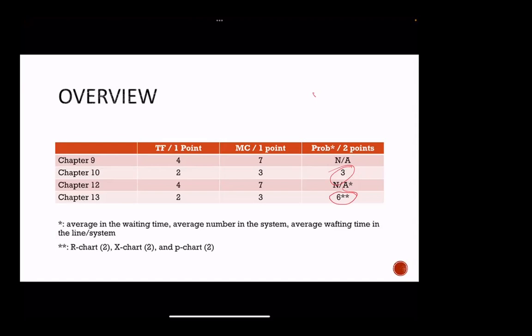So it may ask you what the average number in the waiting line is, or what the average number in the system is, or what the average waiting time in the line or the system is. And for chapter 13, I will have 2 for R charts, 2 for X bar charts, and 2 for P charts. Okay, so this is an overview for test 2.